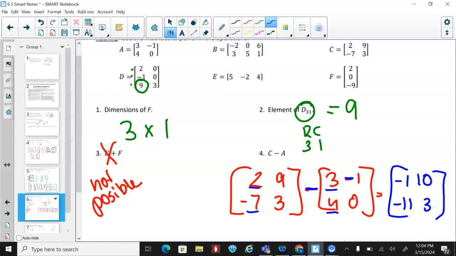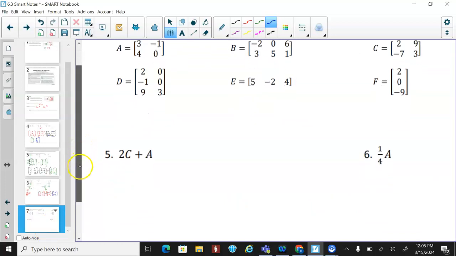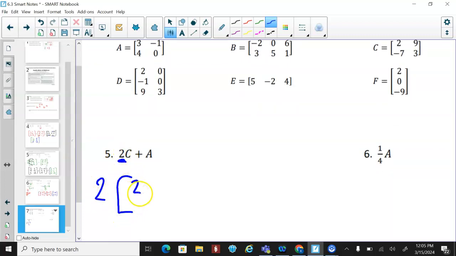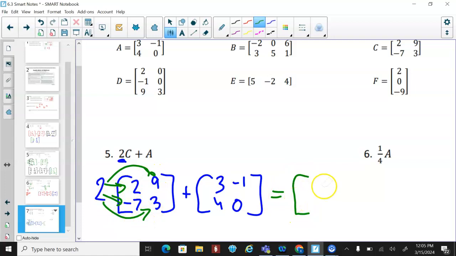Okay? And then the last two, I repeated the same matrices, so it's easier for us to see. And next one, we are multiplying 2 first to a C, and then we're adding an A. So that's negative 7, 9, and 3. And then we're going to add 3, 4, negative 1, and 0. So first, we're distributing.